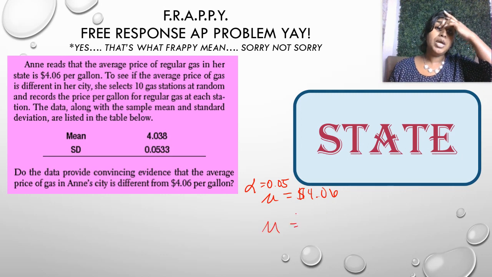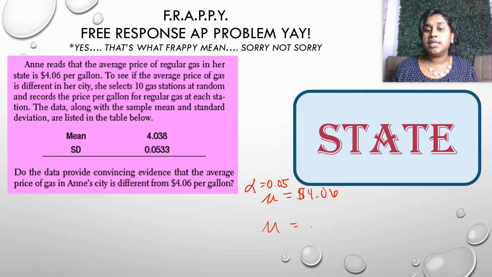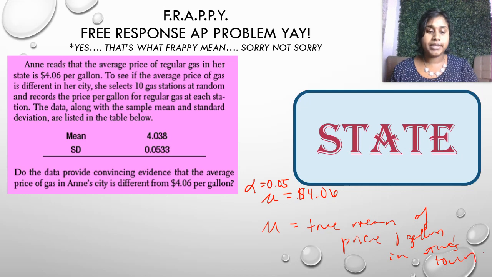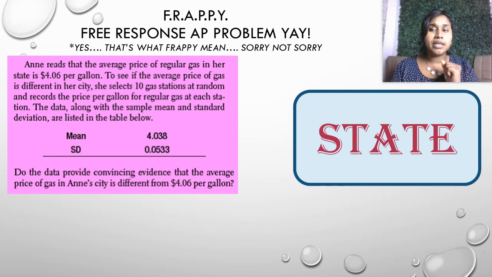We need to know what mu represents, and mu is going to represent the true mean value of the price per gallon in Ann's town. Terrible writing, but let's see that statement for ourselves.